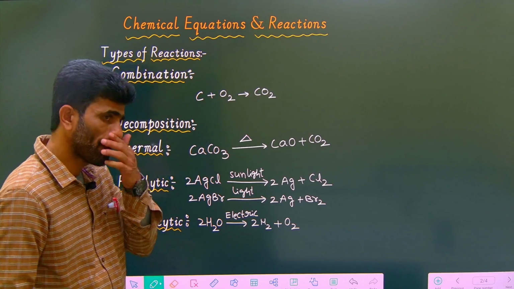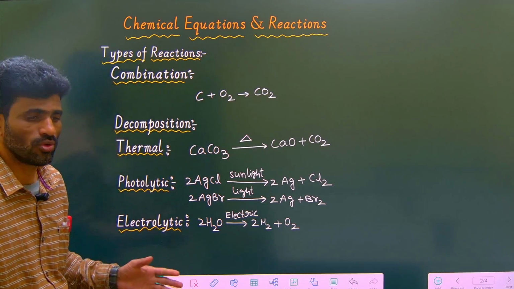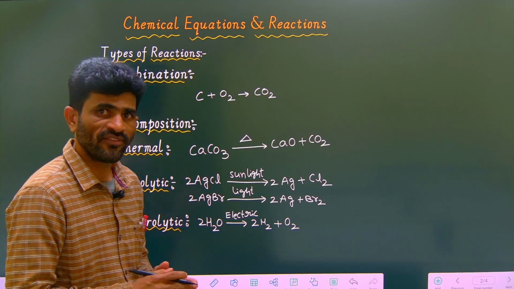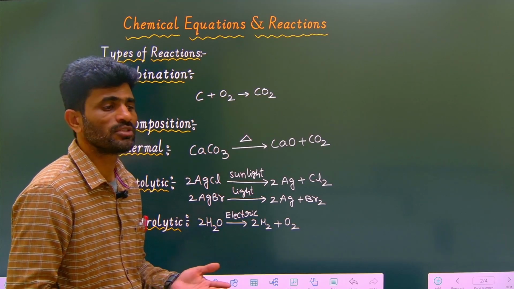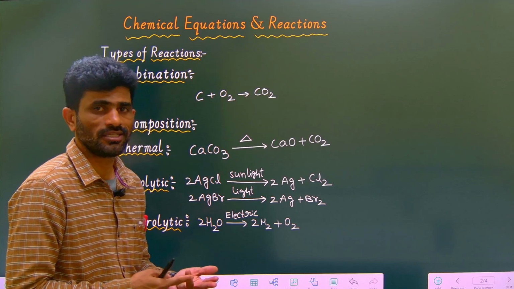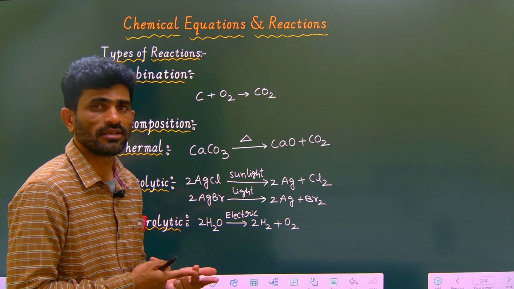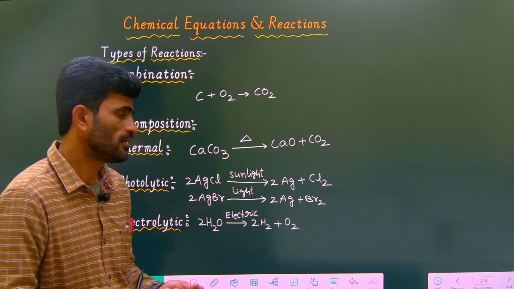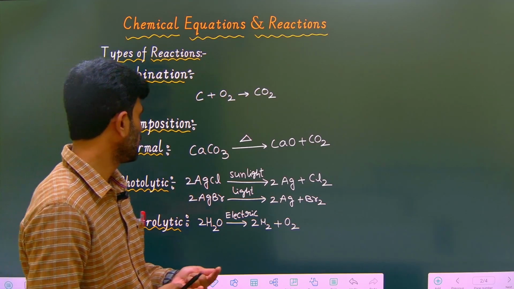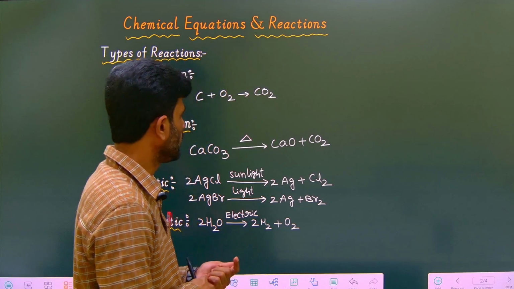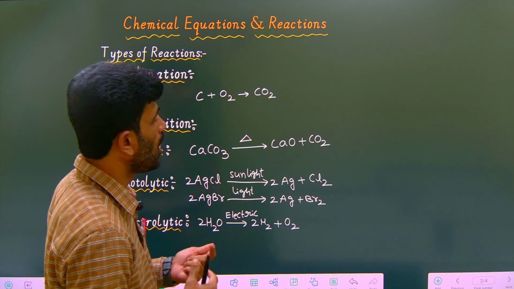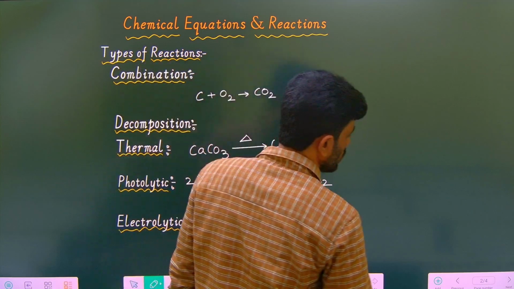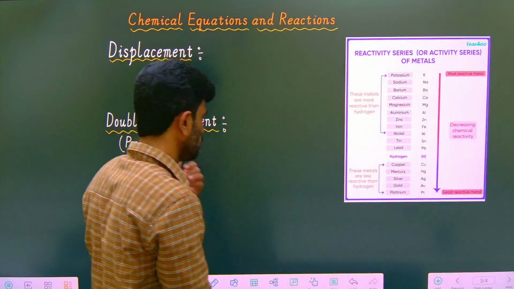Hope you all understood. First one, combination reaction: two or more combine together to form a single product. Second one, a single substance is decomposed into many, but we use different types of energy: heat energy, light energy and electricity. If you use heat energy, it is thermal decomposition; light energy, photolytic decomposition; electricity, electrolytic decomposition. You should know how to identify which energy you are using to decompose. Based on that we decide. So this is about decomposition reaction.